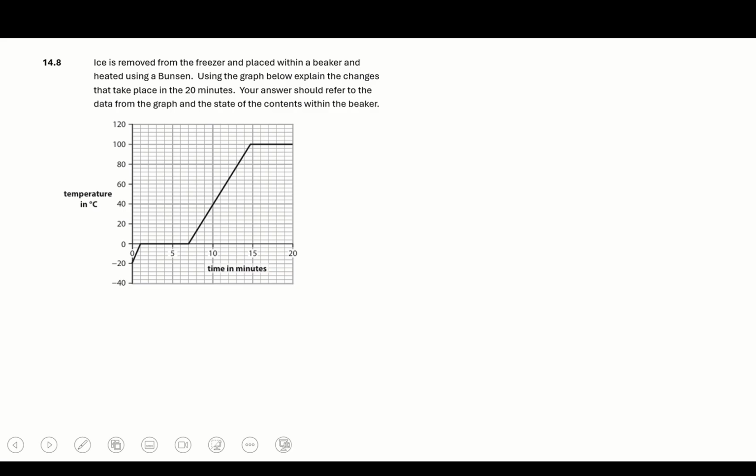Okay, really important one. So we've got a graph. Ice is removed. Use your graph. Explain the changes that take place in 20 minutes. That's giving you time. So you've got to state what's happening in each of the bits. So what's happening here, here, here, and here. And I've got to tell the examiner where I am in terms of the time for each of these changes. And that's always the same on every single graph. Say whatever the times are, say what's going on.